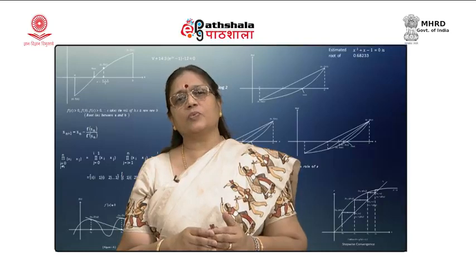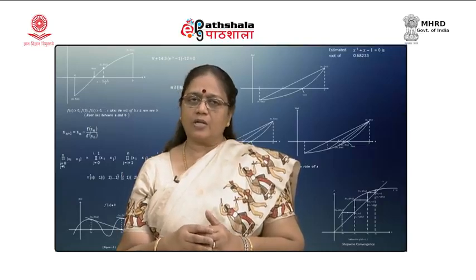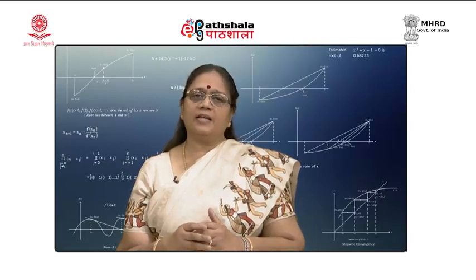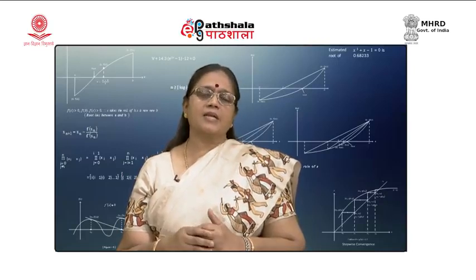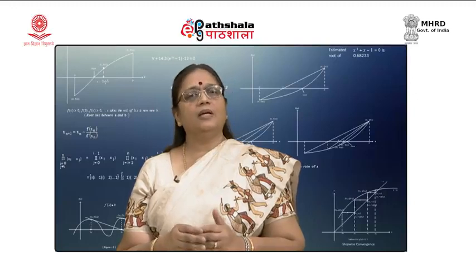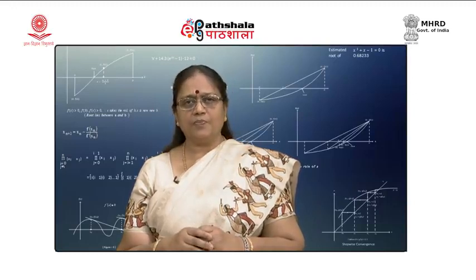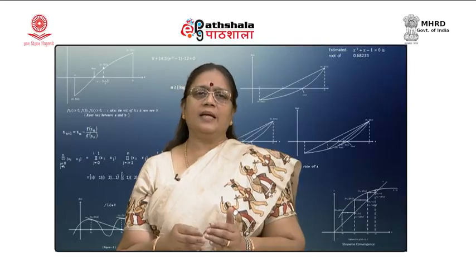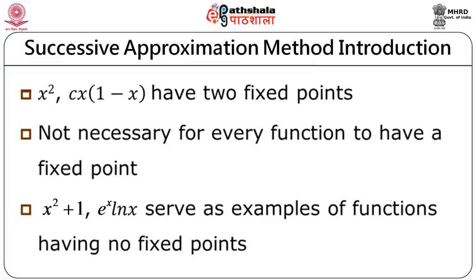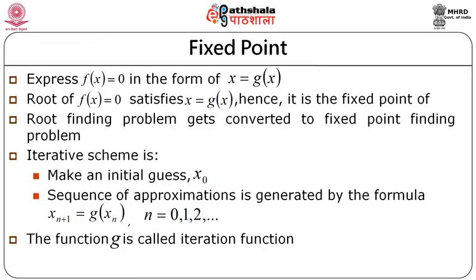So, if I equate x square plus 1 equal to x and try to solve it, x square minus x plus 1 equal to 0, this does not have a real root. You can apply the quadratic equation root finding method, ax square plus bx plus c equal to 0, and you will get complex roots. There is no real root of x square minus x plus 1 equal to 0. Even otherwise you can visualize that x square plus 1 can never be equal to x, and as a result x square plus 1 does not have any fixed point. Similarly, another function e raised to x ln x also does not have any fixed point.